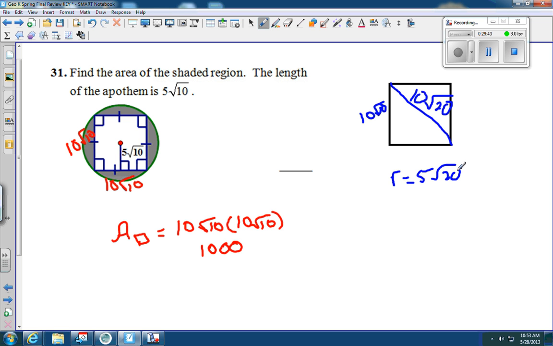Okay, so now the area of my circle is pi times r squared. When you multiply that out, you get 500 pi.